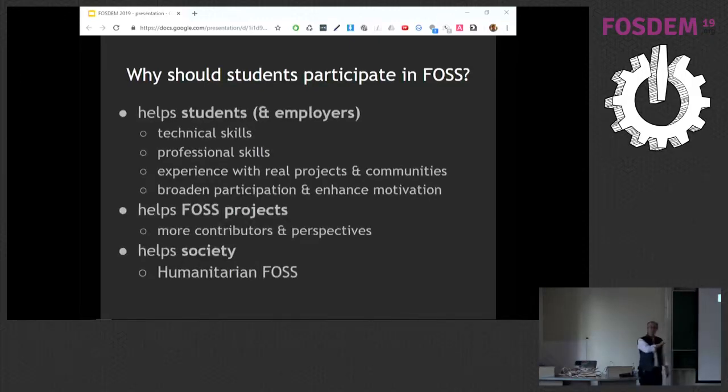So it was interesting, all of the reasons we talked about were reasons that helped students. There are also benefits to FOSS projects, and there are benefits, I would argue, to society more generally. The community I'm in is particularly focused on getting students involved in humanitarian projects, disaster management, medical records. We have a group starting to work on food banks for areas where people don't have enough food to eat. That's actually a problem on a lot of campuses in the US. So there are lots of benefits there to think about.